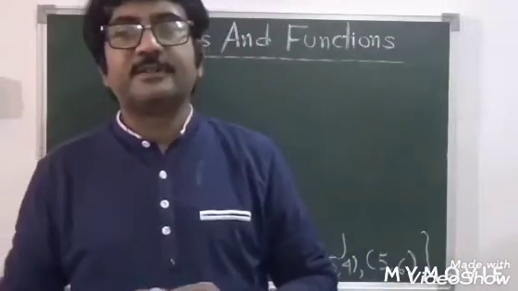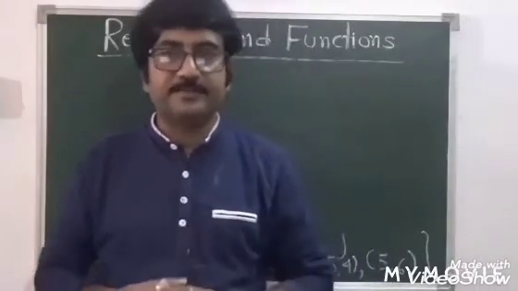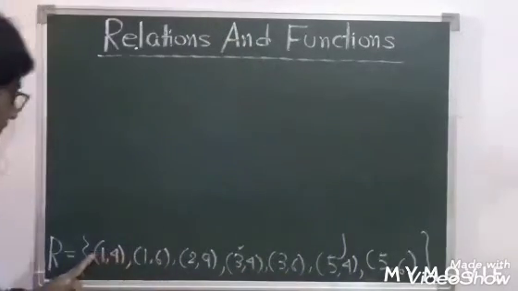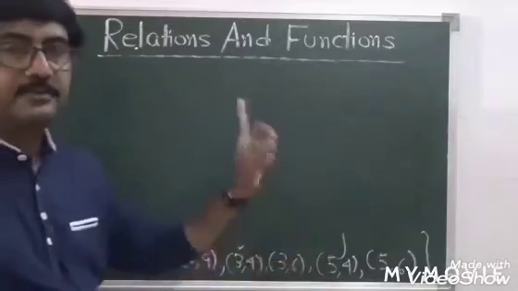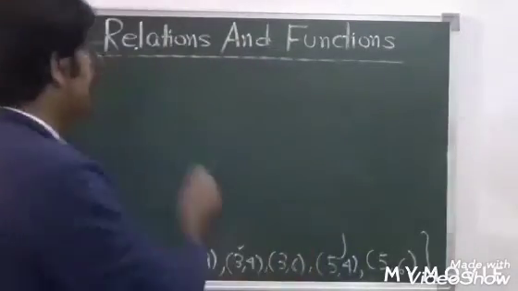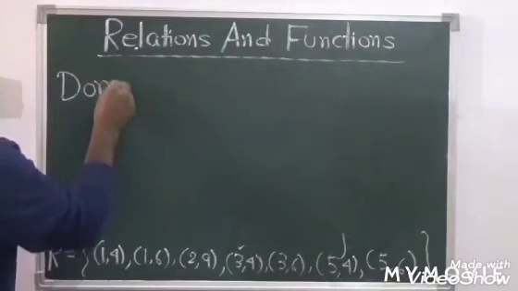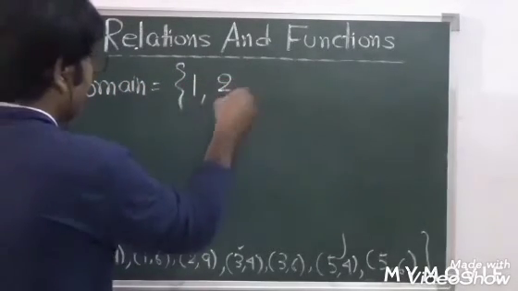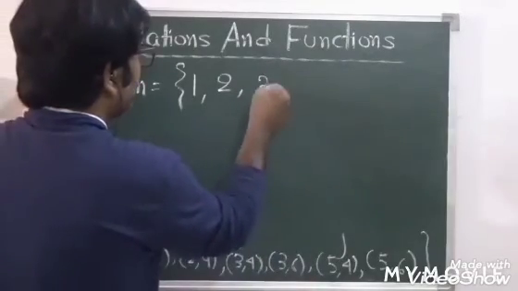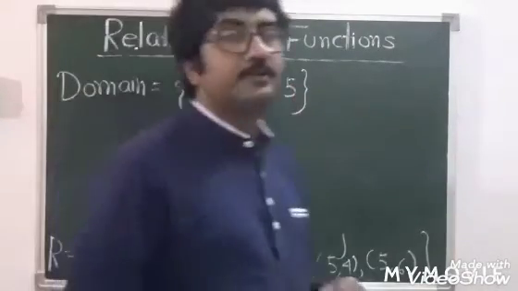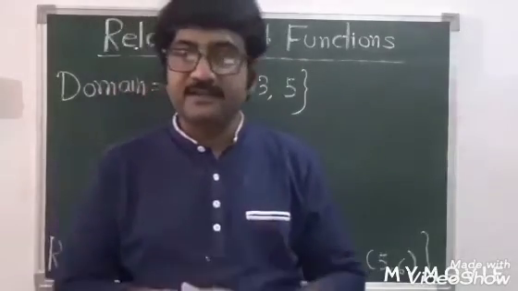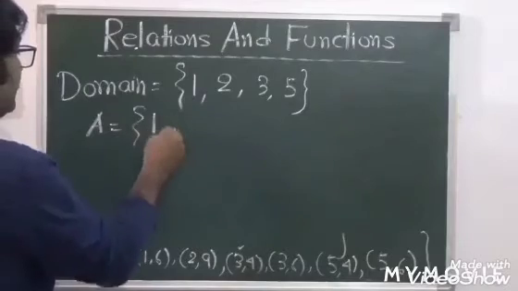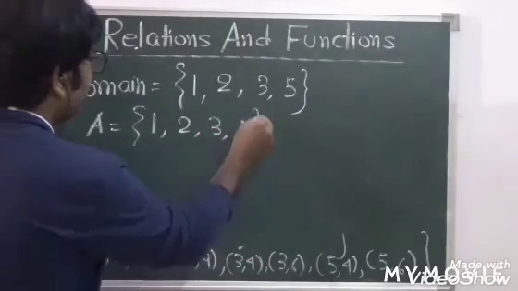Now domain is the set of all the first elements in the ordered pairs. That means if we mark the first elements, they are 1, 2, 3 and 5. This becomes the domain. That is, domain equals 1, 2, 3 and 5, which happens to be the entire set A this time. Set A is also 1, 2, 3 and 5.